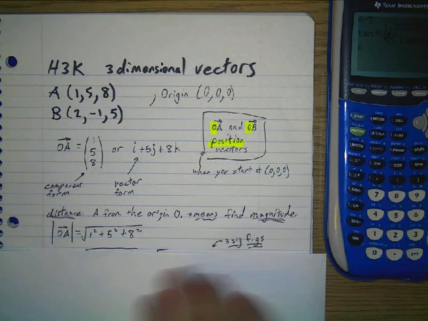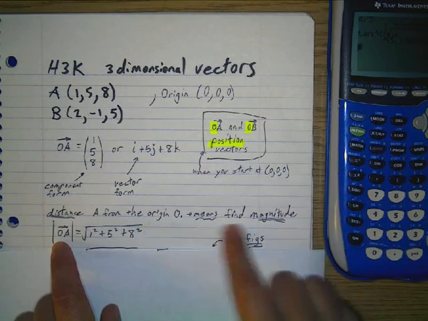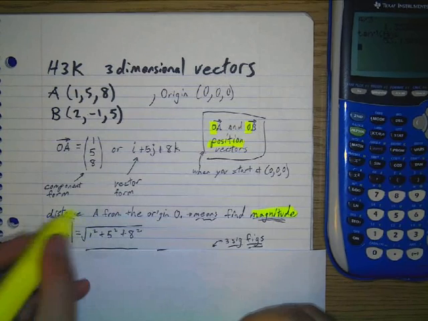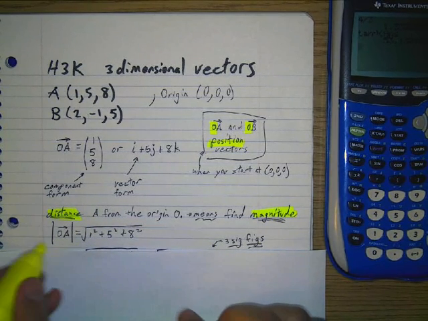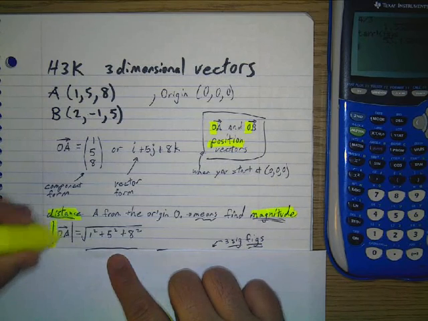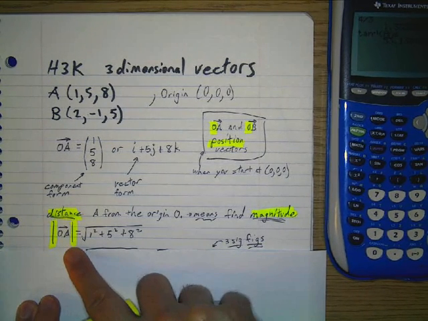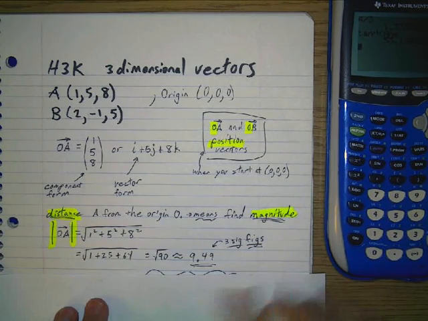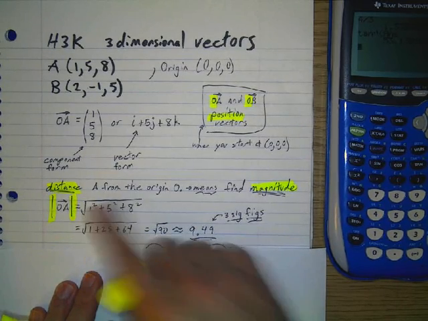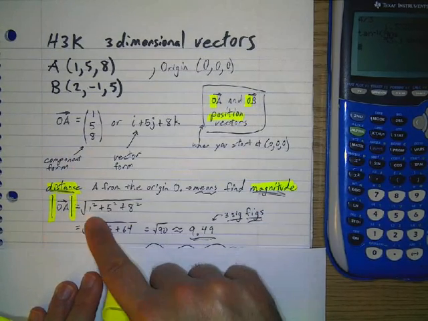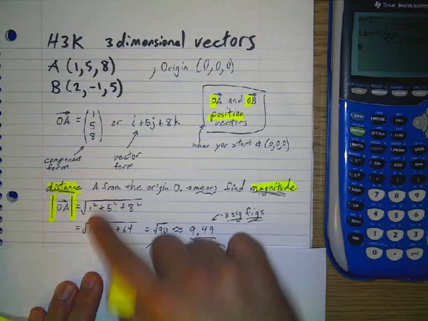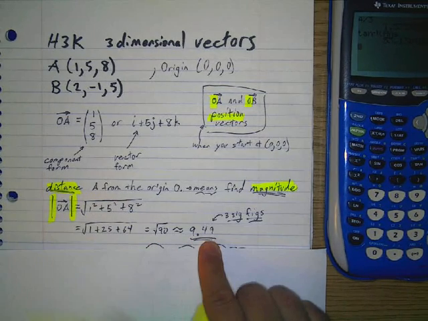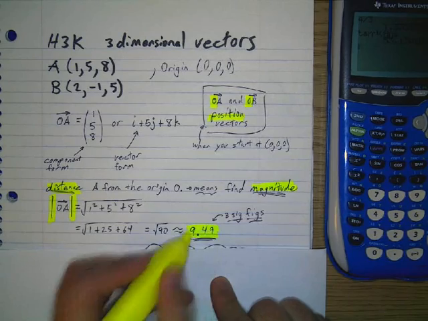Okay, now if I want to find the distance from the origin to A, as I mentioned before, that's the same thing as finding the magnitude. So to figure out the magnitude, I need to use the distance formula, and we always write that with absolute value signs. That means whenever you see absolute value signs, we're finding the magnitude. So if I wanted to find the magnitude of OA, I know that I need to go 1 squared plus 5 squared plus 8 squared, and that's going to give me the square root of 90, which is equal to this. So this is my magnitude. That's the length of the line.